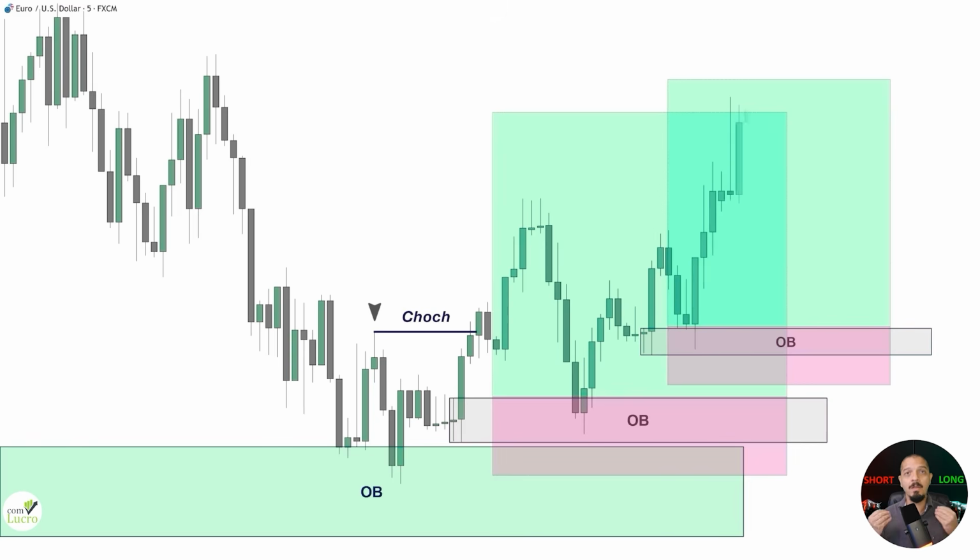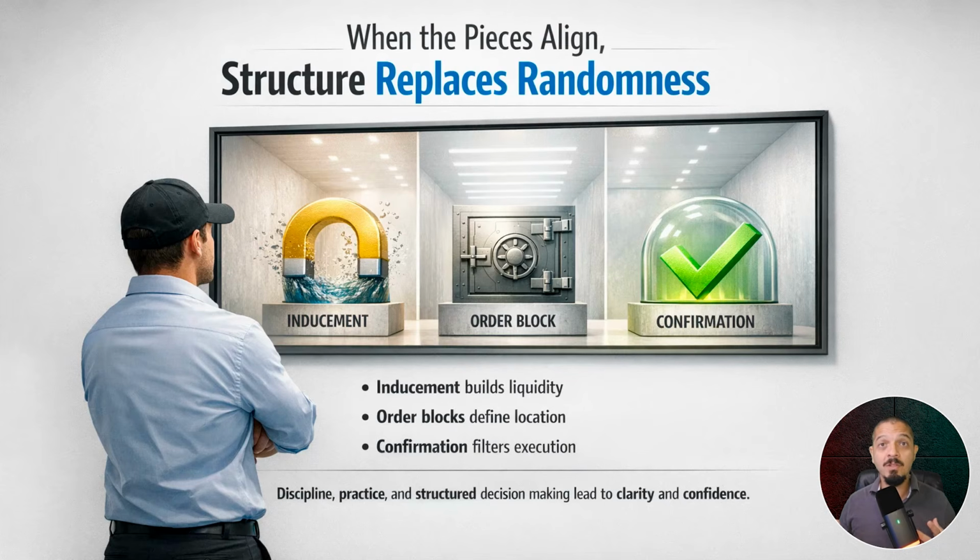In this example, the target is the previous high on the higher time frame. Inducement builds the liquidity. Order blocks define the real institutional zone. Confirmation separates the trap from the true move. When you understand how these pieces work together, the market stops feeling random and starts revealing structure. Study it, backtest it, execute it with discipline, and I will see you in the next lesson.